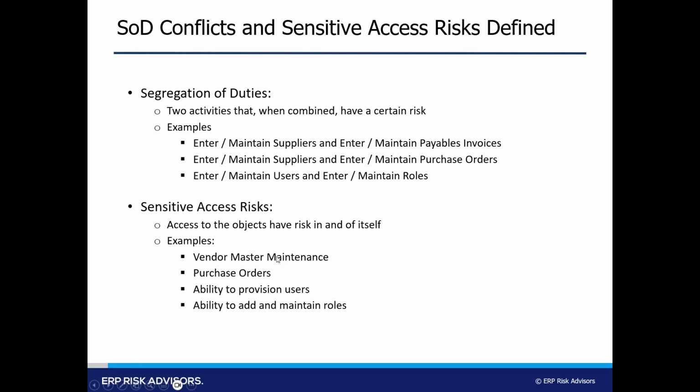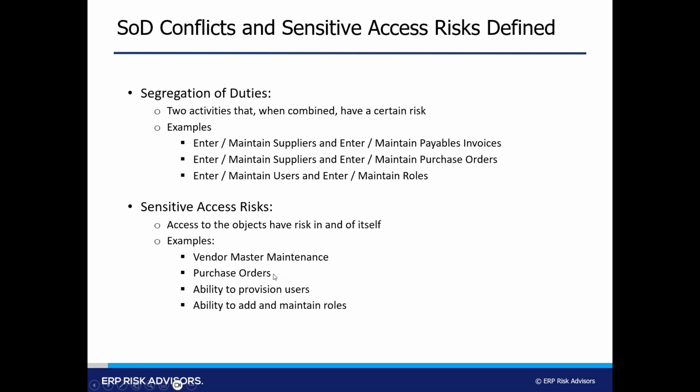Vendor master maintenance is always an in-scope sensitive access risk because of the ability to set up a new vendor that's fraudulent, or more importantly, modify an existing vendor by redirecting a payment to a fraudulent bank account, or if they're using checks, making a change to the name or the address and have that check be sent to somebody that should not have access and custody of that check. So that's a functional example of a sensitive access risk that should always be tested and should always be part of an in-scope rule set on an ongoing basis.